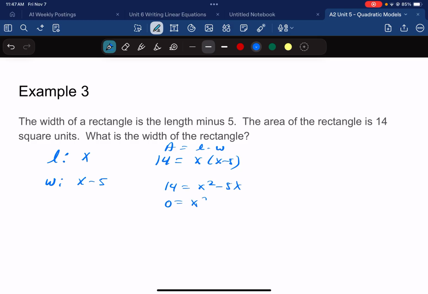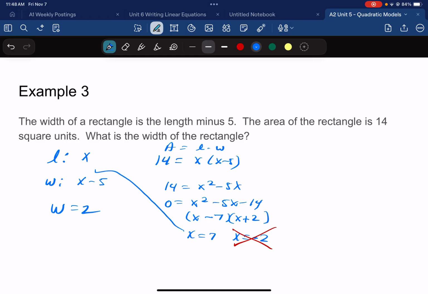Move everything to one side of the equation. Factor 7 and 2 positive. Nope. Negative positive. So x is 7. Does it make sense that x is negative 2? Can a length be negative? No, lengths are not negative. So that answer is out, and x is 7, which makes the width 2, 7 minus 5. So you just plug 7 in here, subtract, and you get the width of 2.